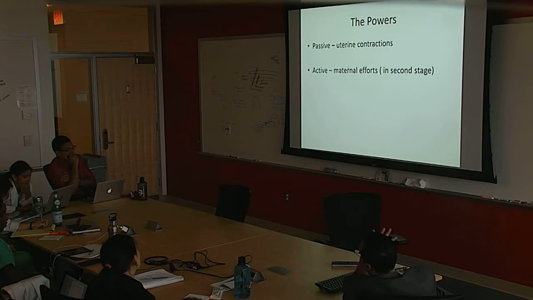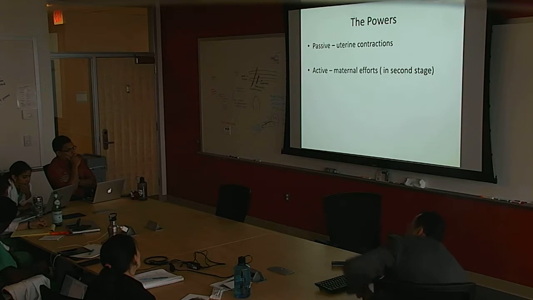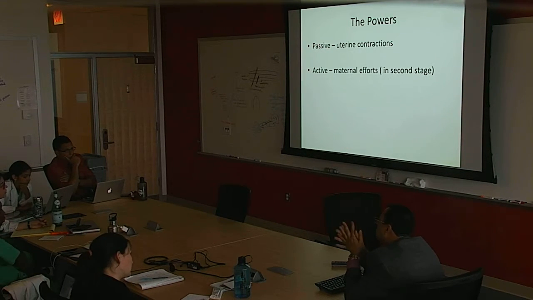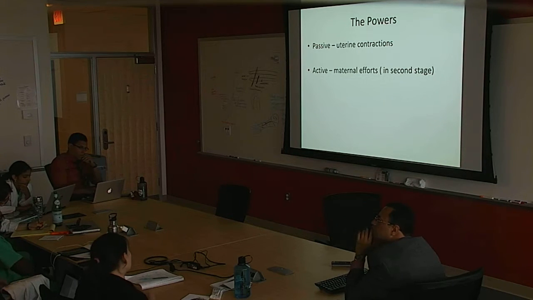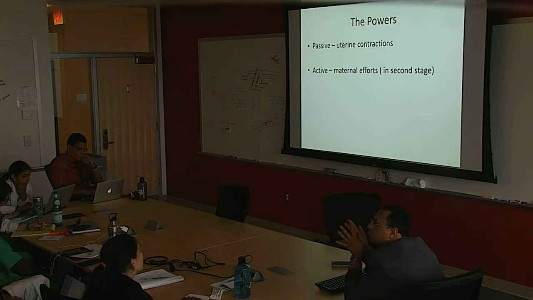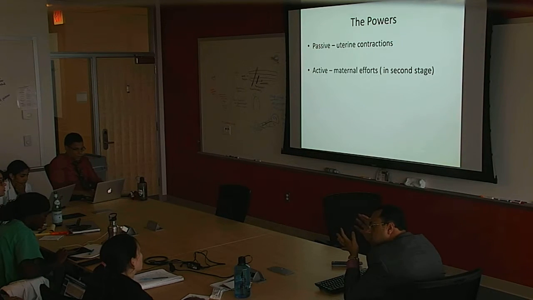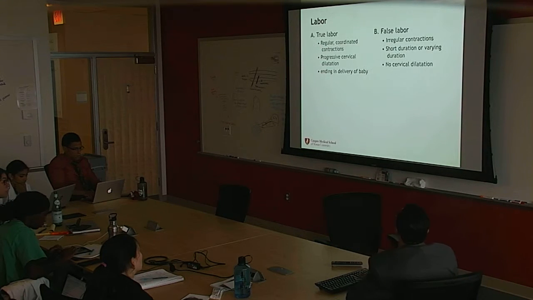And this, of course, can also cause obstruction of the lesion. Then the powers: passive powers, which are uterine contractions, or active powers, which are maternal efforts. That's in the second stage. So the passive powers, the mother does not have anything to do with it. It just comes automatically from the uterus, which is a contraction. But then in the second stage, you ask the mother to push, and that's the active power that can help the baby come down.